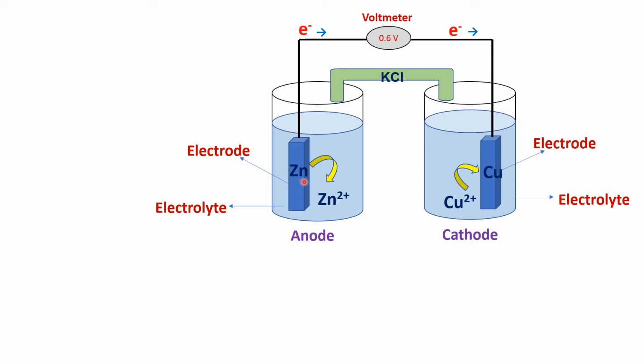So the zinc electrode will act as an anode. The gain of electrons will take place at the cathode. So the copper electrode will act as a cathode.